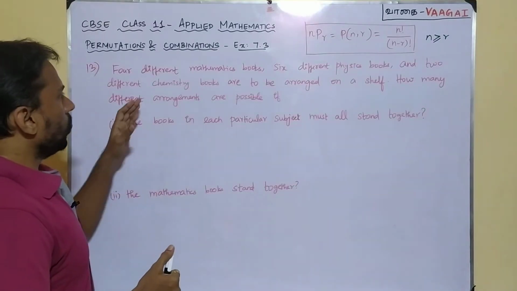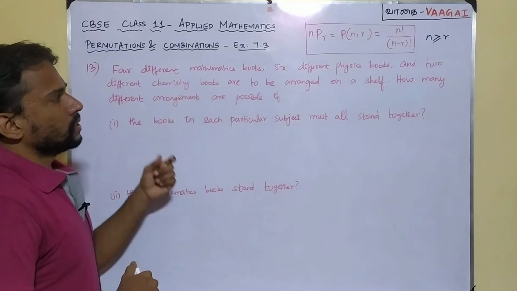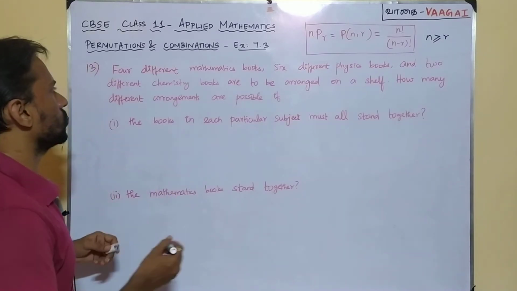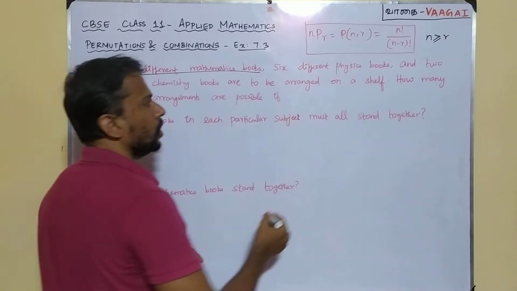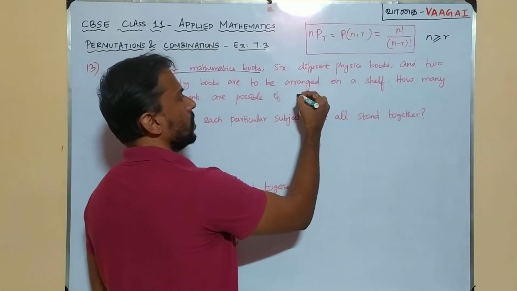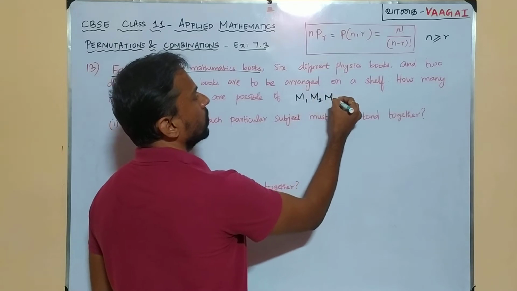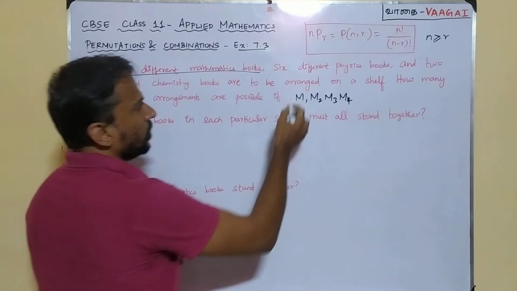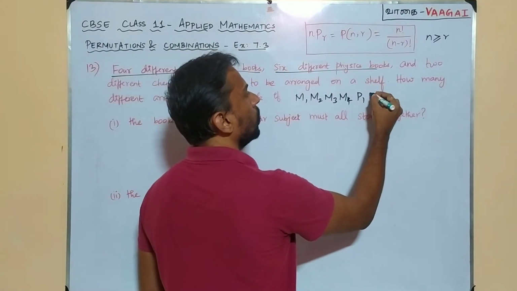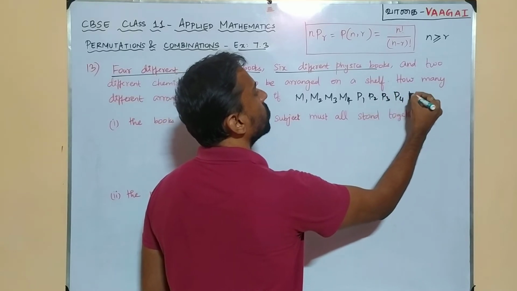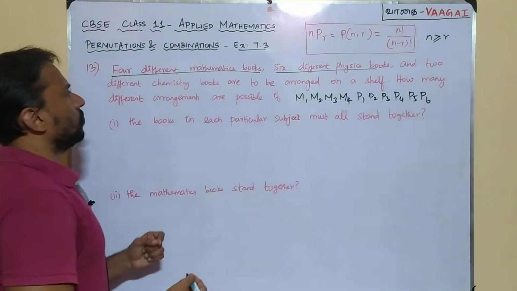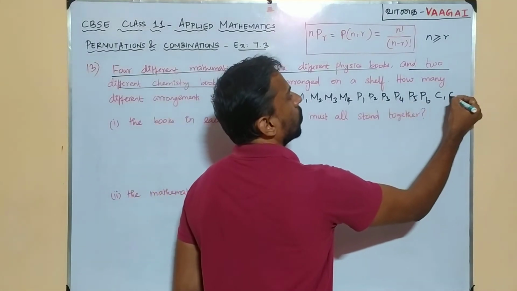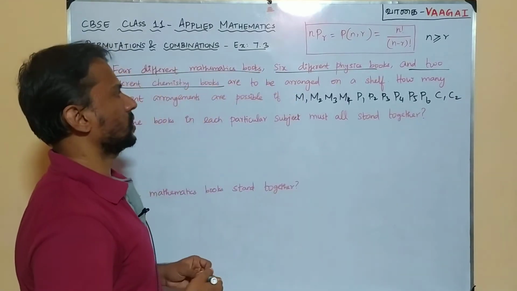Here we have 4 different mathematics books, 6 different physics books, and 2 different chemistry books. So see what all the things we have. We have 4 maths books. Let us call them M1, M2, M3, M4. Then 6 different physics books, P1, P2, P3, P4, P5, P6, and 2 different chemistry books, C1, C2. I hope the notations are very easy for you to understand.